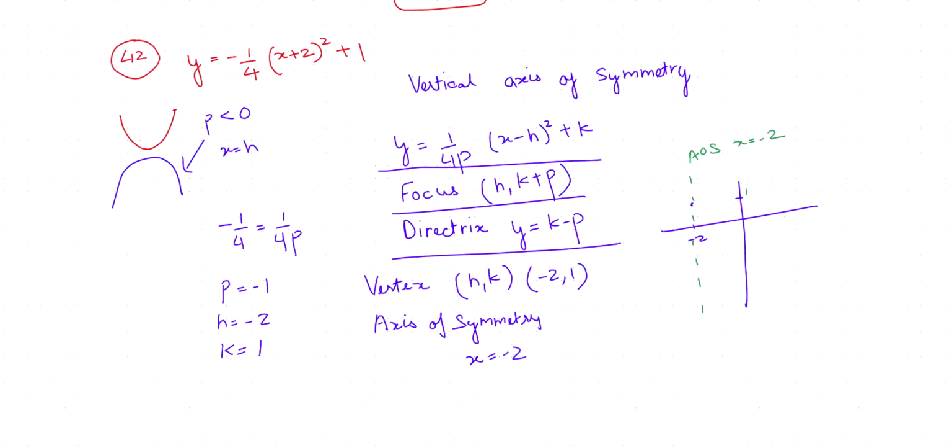Now, if I draw, this will be -4, 0. Okay, so the parabola will be like this. We can see that p is less than 0, so it opens down.